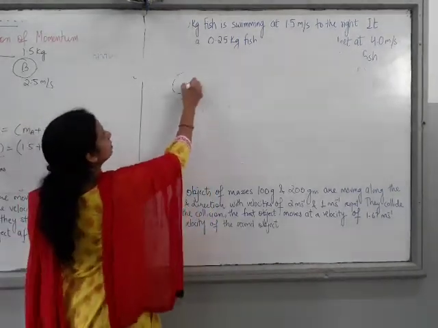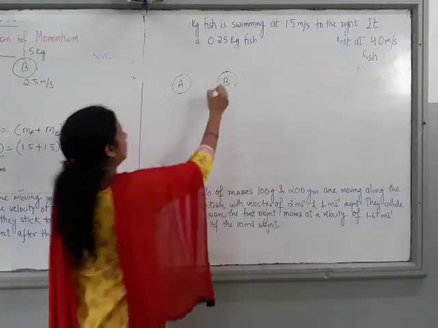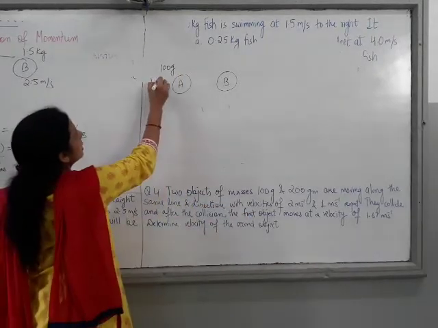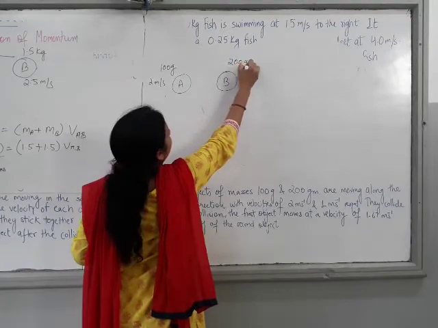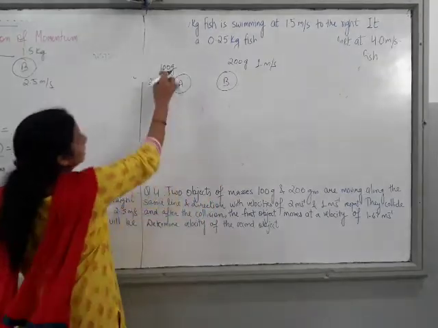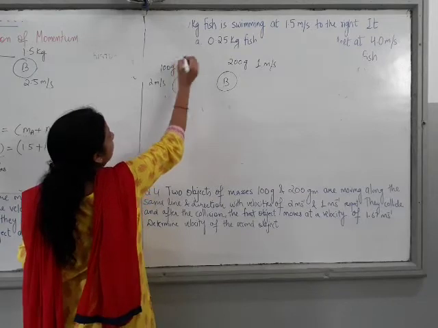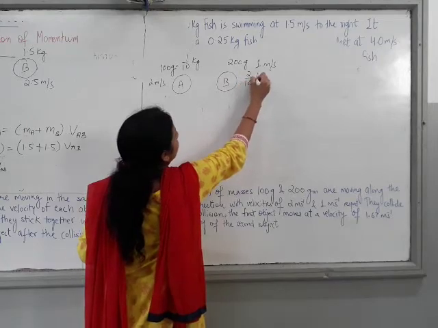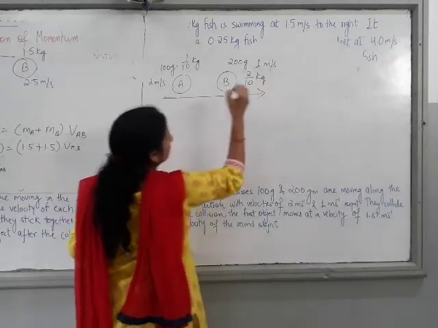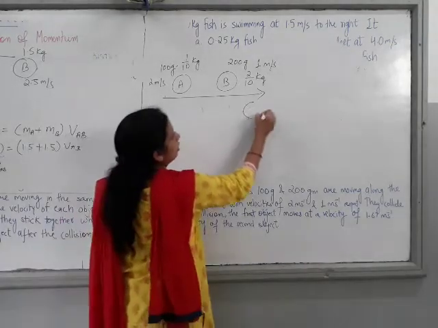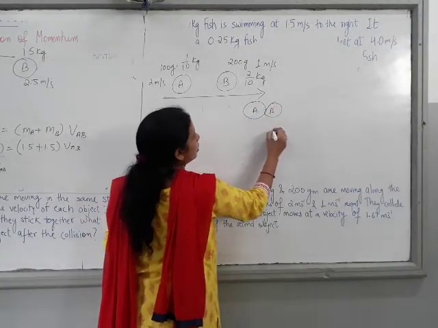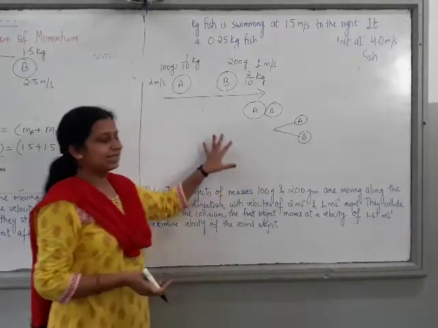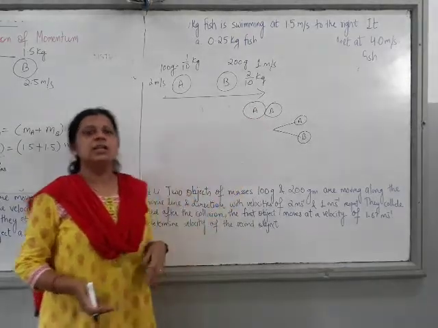First thing, I will draw a diagram. This is your A, this is your B. This is your 100 gram, which is moving with 2 meters per second. This is your 200 gram, moving with 1 meter per second. First thing, convert this into kg. So 100 divided by 1000, 1 by 10 kg. Similarly, 200 gram means 2 by 10 kg. Both of them are moving in the same direction. We are not taking into consideration these angles; that you will do in higher classes.